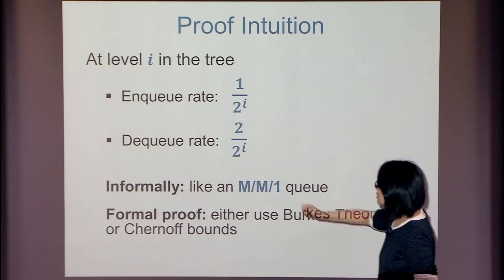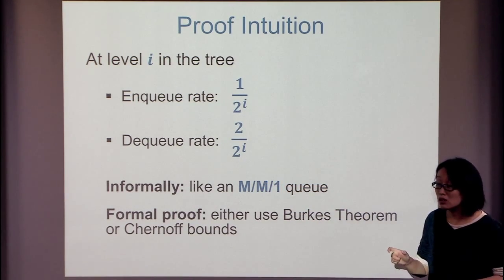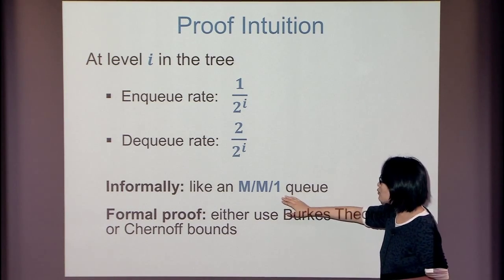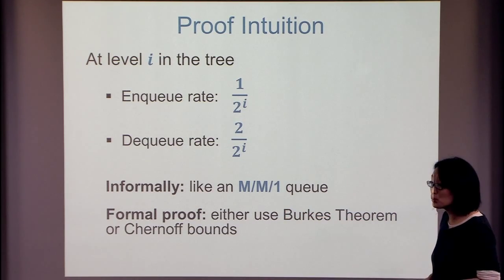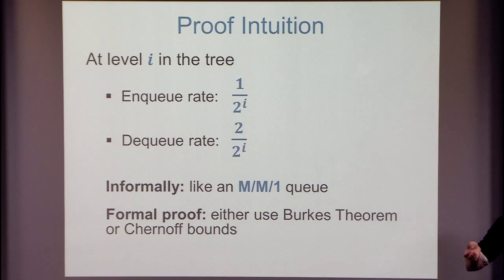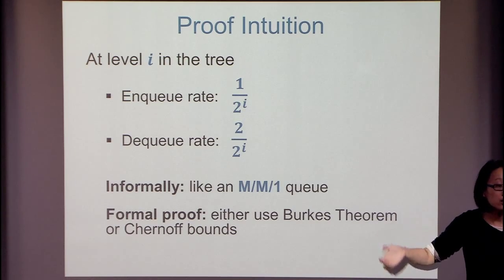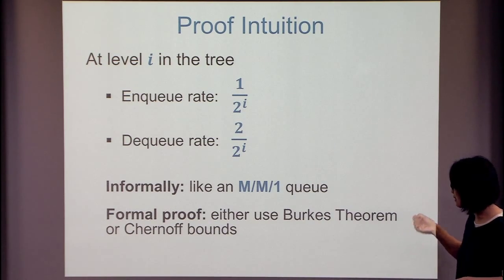And the dequeue rate is 2 over 2 to the i because I pick 2 random buckets at every level to evict. So informally speaking, this behaves like a very standard M/M/1 queue. And this is what we learned in our undergrad probability class. We learned that the probability that the queue length exceeds R is proportional to something like 2 to the minus R. So it falls off exponentially with respect to R.